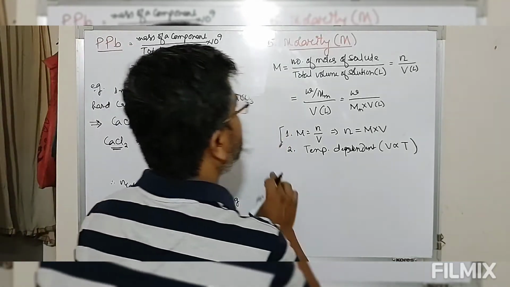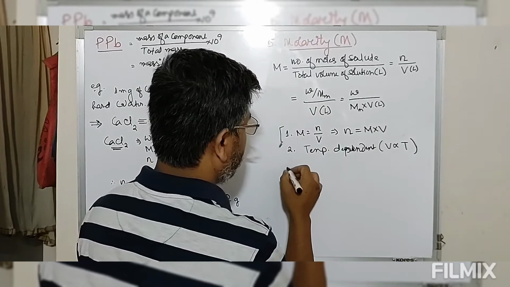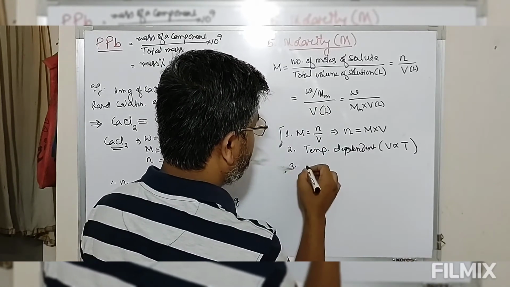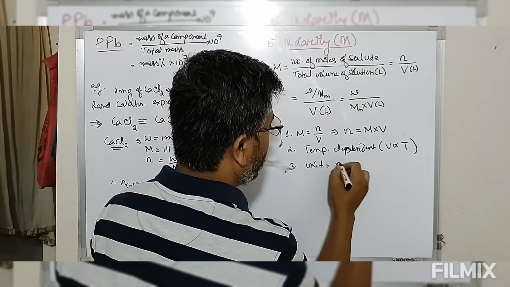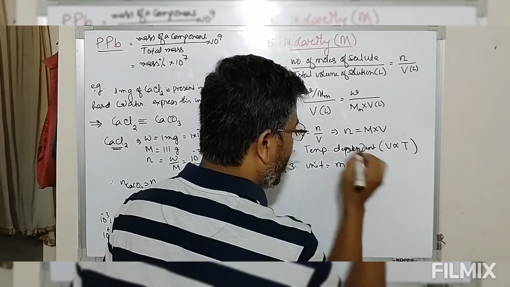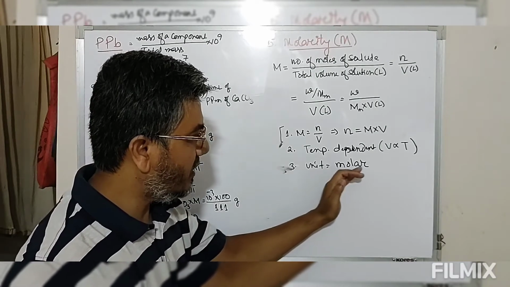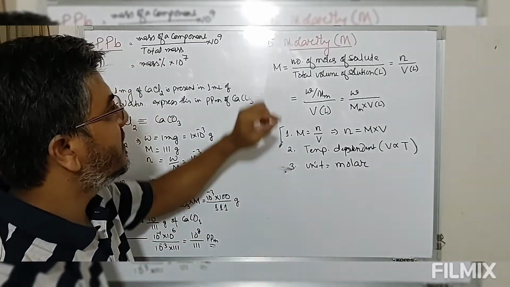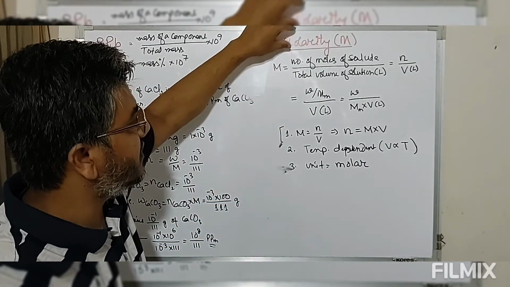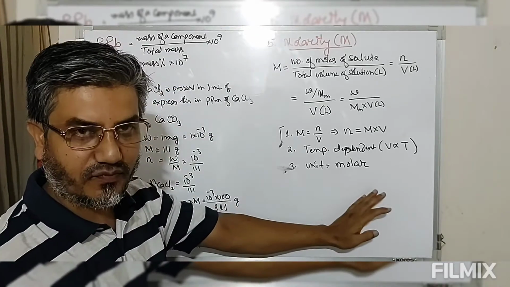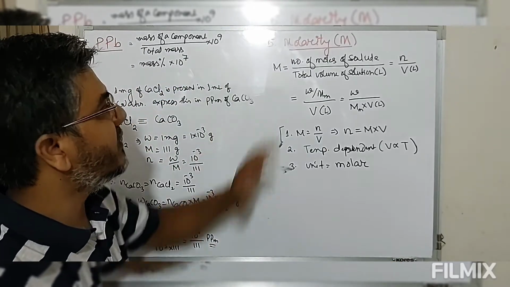Now this molarity has a unit. The unit of molarity is molar. If anywhere molar, M-O-L-A-R, is written, it means the concentration is expressed in terms of molarity. So this is what we define as molarity.